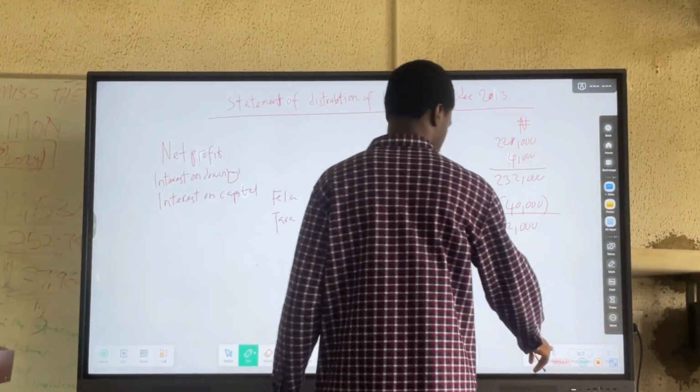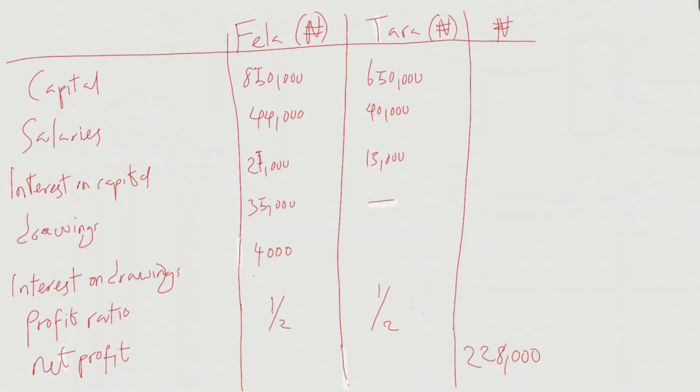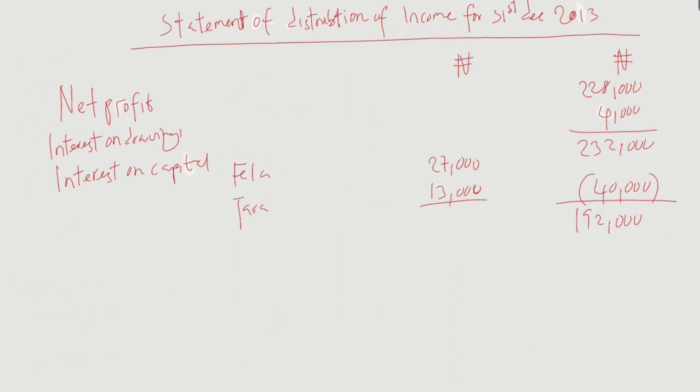So the next thing to account for is salaries. Salaries is an expense, so we're going to deduct it. For Fela, salary was 44,000. For Tara, salary was 40,000, and the addition of these two gives us 84,000. Like I said earlier, we're going to deduct it.